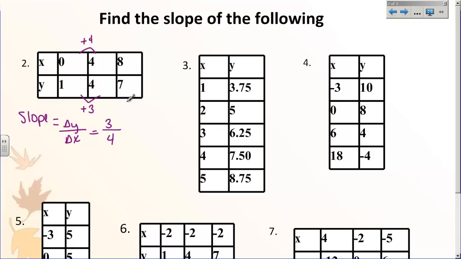You can test it again and make sure that it still works here. From 4 to 7 is also a change of plus 3. And from 4 to 8 is also a change of plus 4. So it's still 3/4.